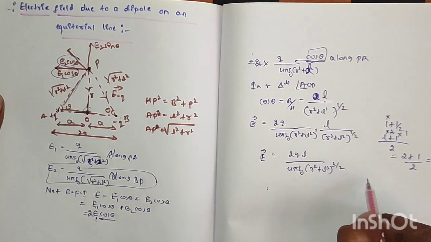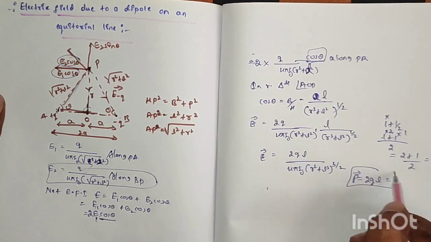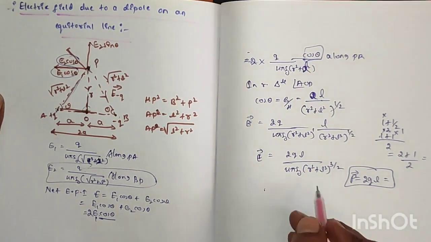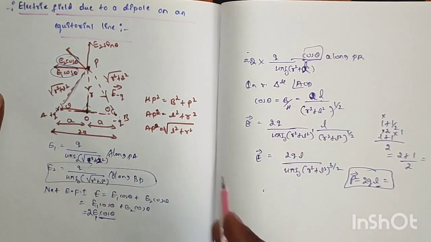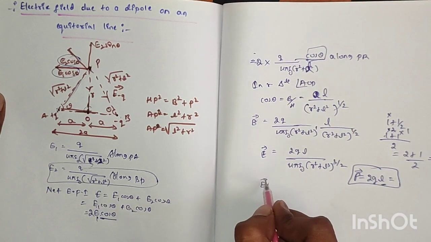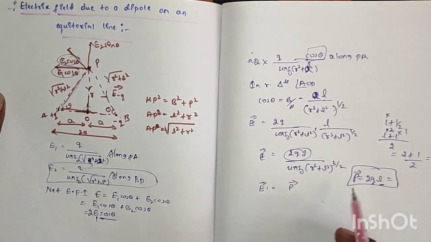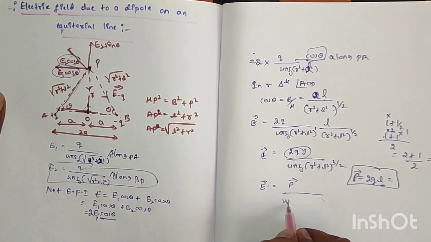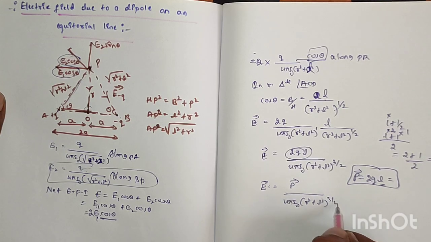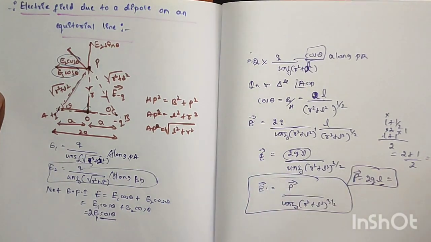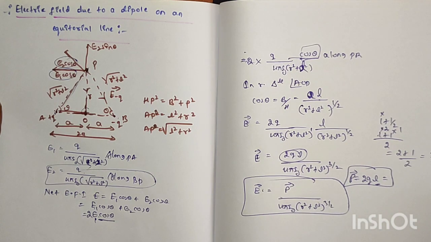Here 2QL is equal to the dipole moment, 2QL or 2QA. L and A depend upon what you are considering as the distance. So the electric field is equal to the dipole moment divided by 4 pi epsilon naught R square plus L square to the power 3 by 2. This is the equation for the electric field due to a dipole on an equatorial plane.